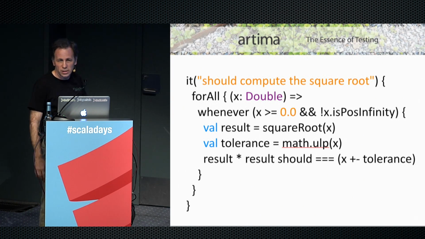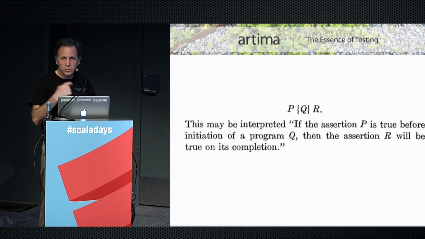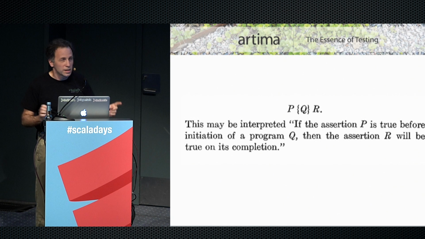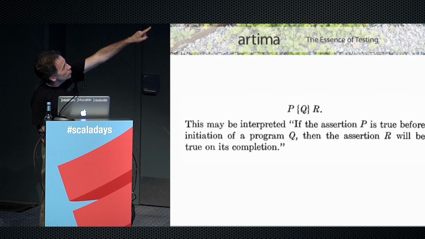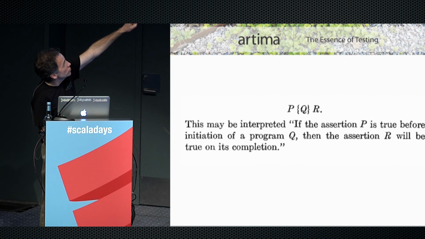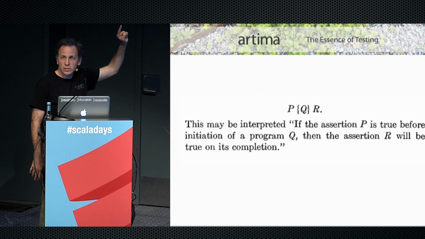So the insight I had was that if you go back to Tony Hoare's paper from 1969, he has this little bit in it. When he introduces this notation, he says this may be interpreted: if the assertion P is true before the initiation of a program Q, then the assertion R will be true on its completion. So that says if-then.